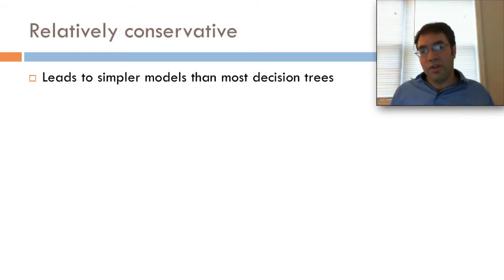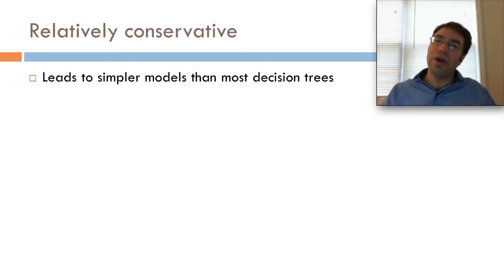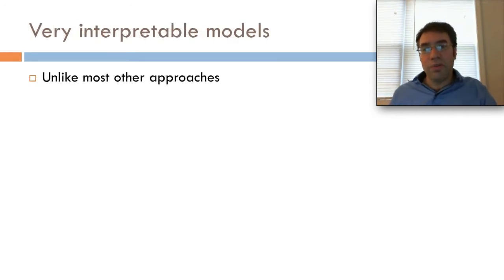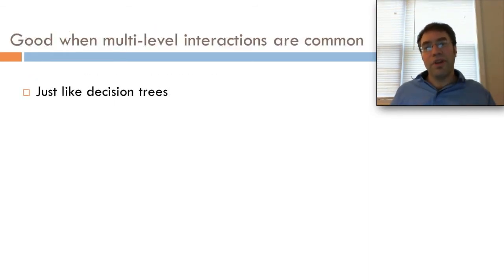Decision rules are relatively conservative. In particular, they lead to simpler models than most decision trees. And decision trees, at least J48, are already a relatively conservative algorithm. They also lead to extremely interpretable models, which is a difference from most other data mining approaches. They're good when multi-level interactions are common, just like decision trees.